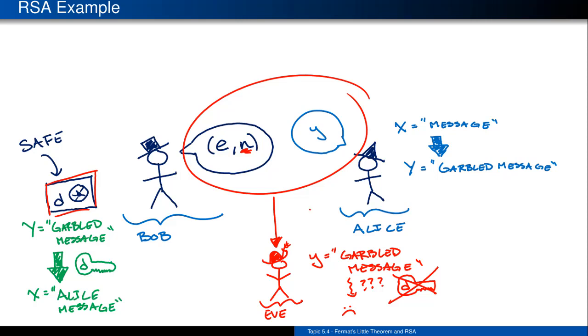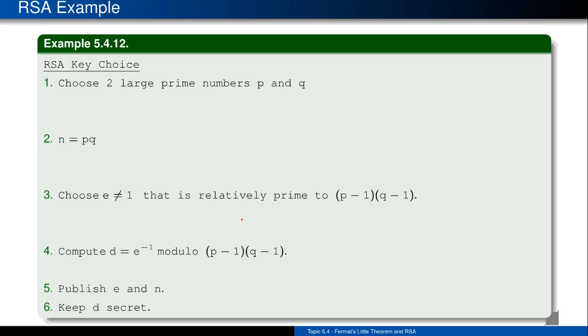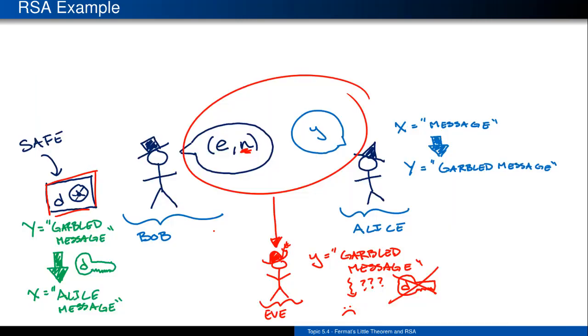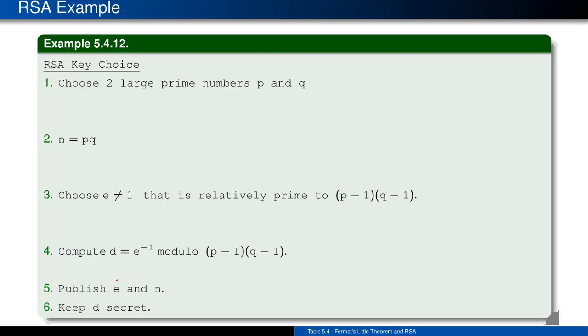Okay, so let's go ahead and see how we can actually create that little key. In this case, we're creating this public key as well as this private key. This is all the information that Bob's going to do way before Alice has even entered the situation. So what's going to happen is that you're going to choose two very large prime numbers. In this case, call them p and q.